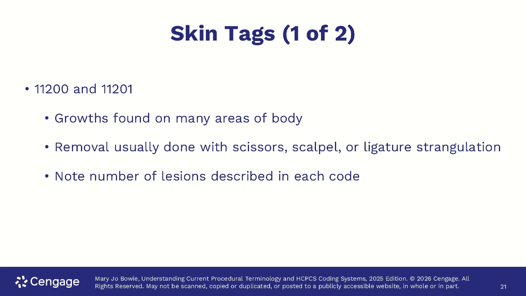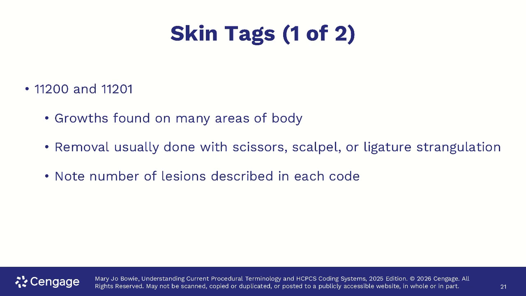All right, skin tags. So, skin tags, there are only two codes available here. These are growths that are found on many areas of the body. If you've seen one on someone's body, face, you can recognize it. These are usually removed with scissors, scalpel, or ligature strangulation. And if you have your manual open right now, what you will notice is that these codes are organized based on the number of skin tags that are removed.